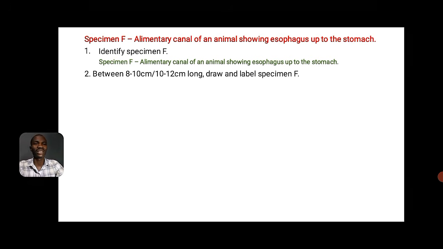The next question, this is a common question. Between 8 to 10 or 10 to 12 centimeters long, draw and label specimen F. It might be the longitudinal section. In fact, this one is easy because the digestive system is like a tube, so it is the longitudinal section that you will be asked to draw. Many students fail to understand this question because it has to do with the size of whatever you are asked to draw.